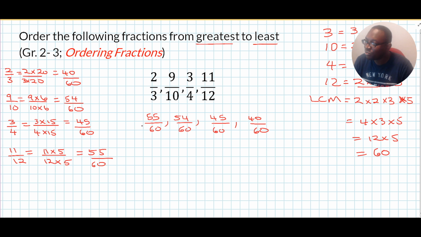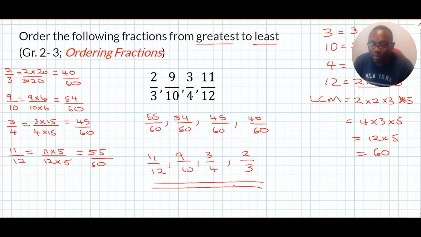Now we will replace each of these fractions with the original fraction equivalent. So 55 over 60 is 11 over 12. 54 over 60 is 9 over 10. 45 over 60 is 3 over 4. And then 40 over 60 is 2 over 3.